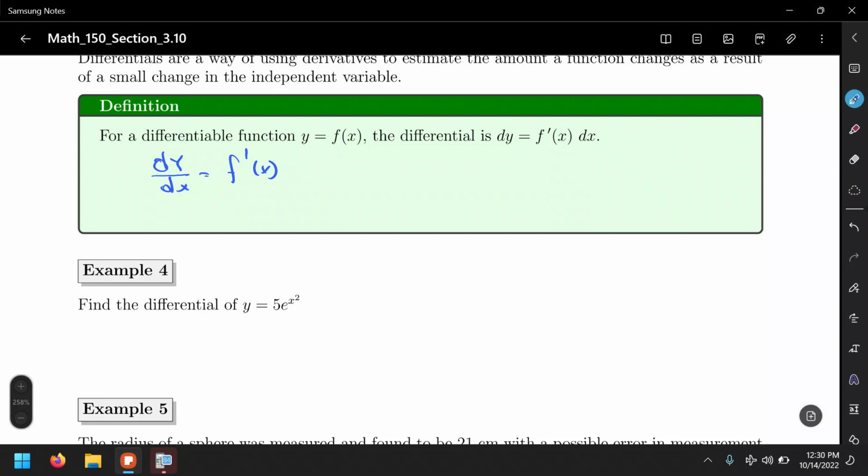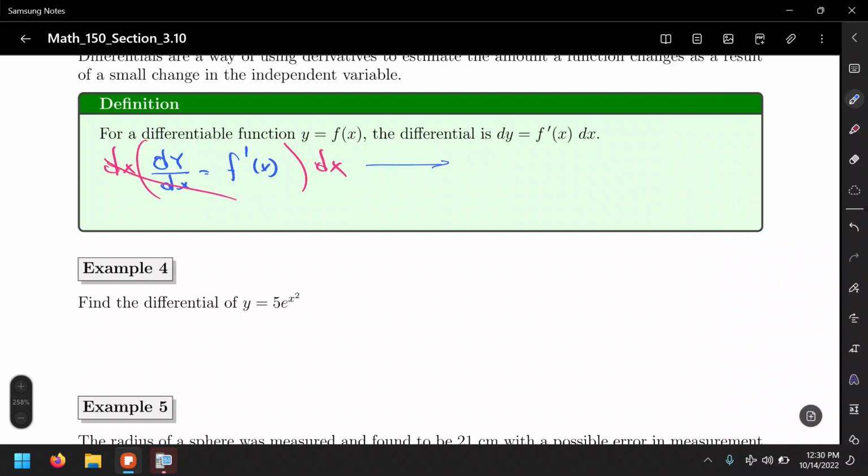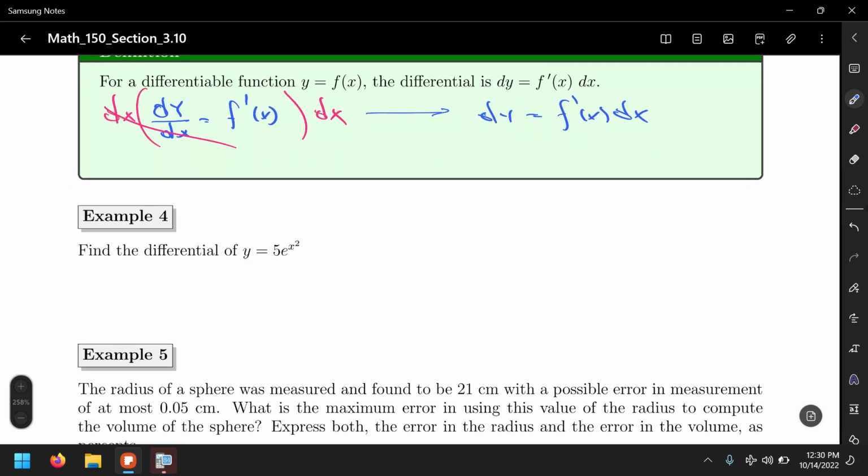So what we're going to do here is multiply both sides by dx, cancel, and this becomes dy equals f prime of x dx, which is exactly what we have above, right? All we're going to do, in a nutshell, is find the derivative of the function using Leibniz notation, not the prime notation, and multiply both sides by dx. That's it. Let's do one example for this function.